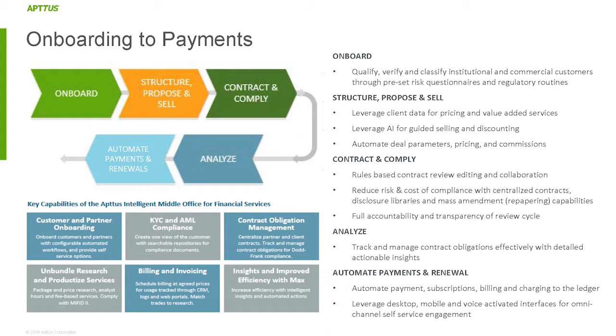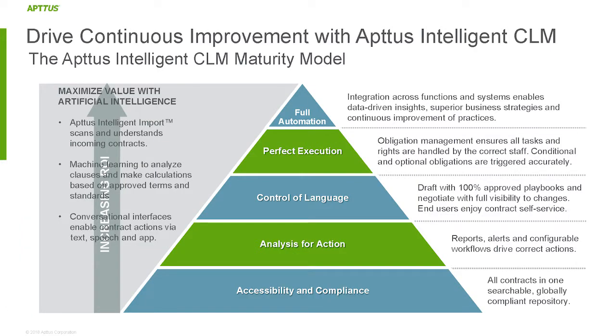So where do you start? It's simple. Contract lifecycle management really begins with the process of having accessibility and compliance. That's the first level of maturity. Having accessibility of the documents and complying, making sure that if the SEC or FINRA came in, or the FCA in Europe, they could look in your system and find the documents. That's number one. Number two, analysis for action, right?